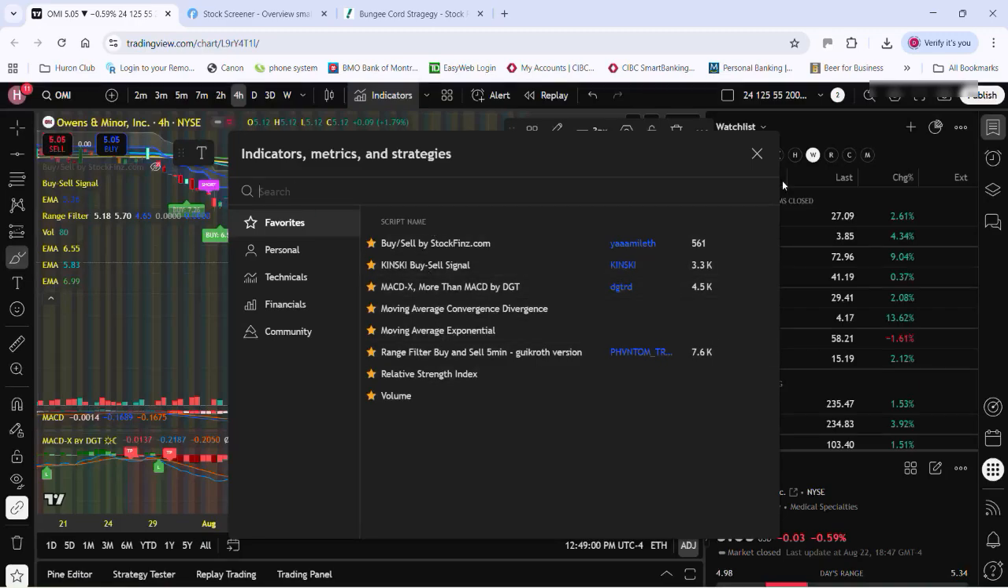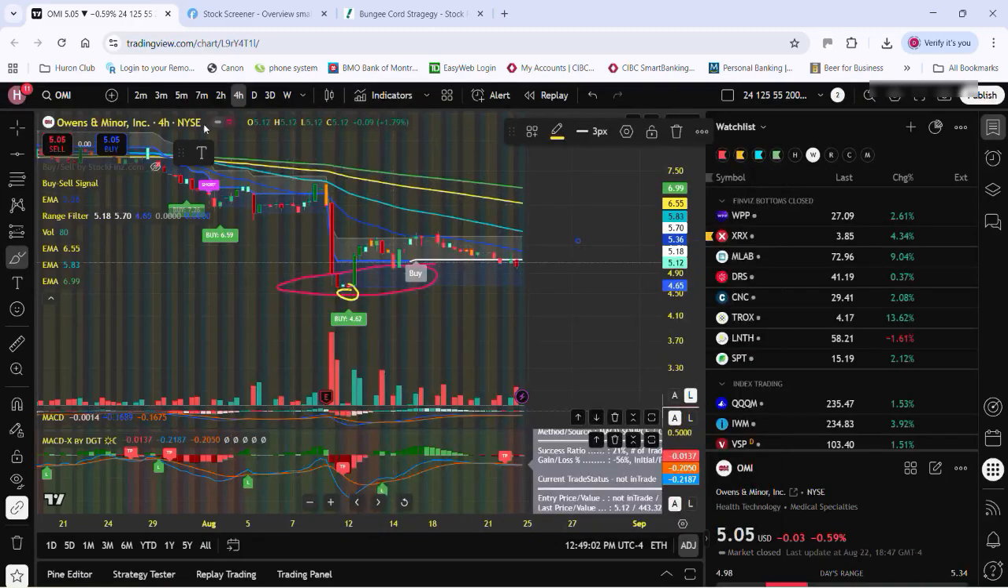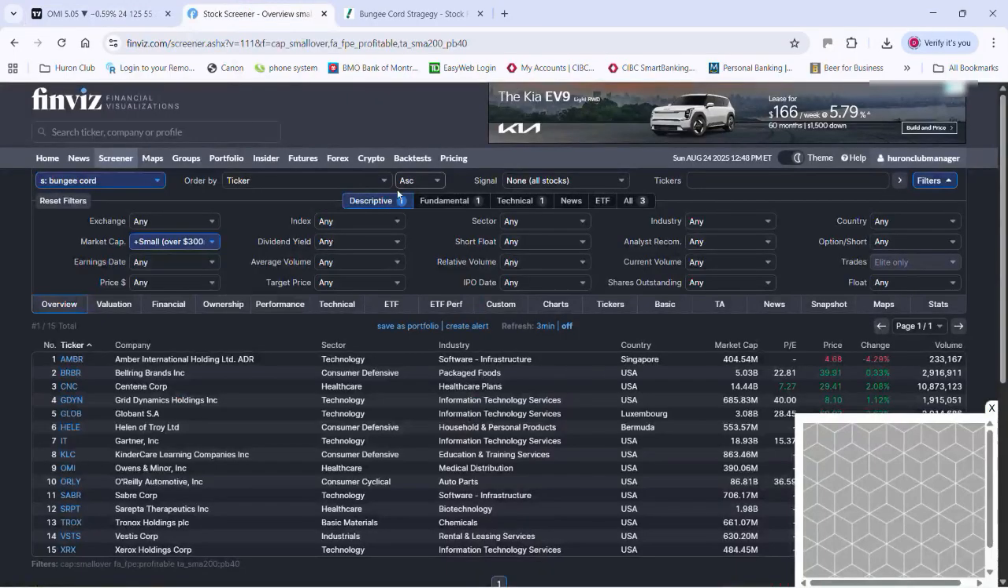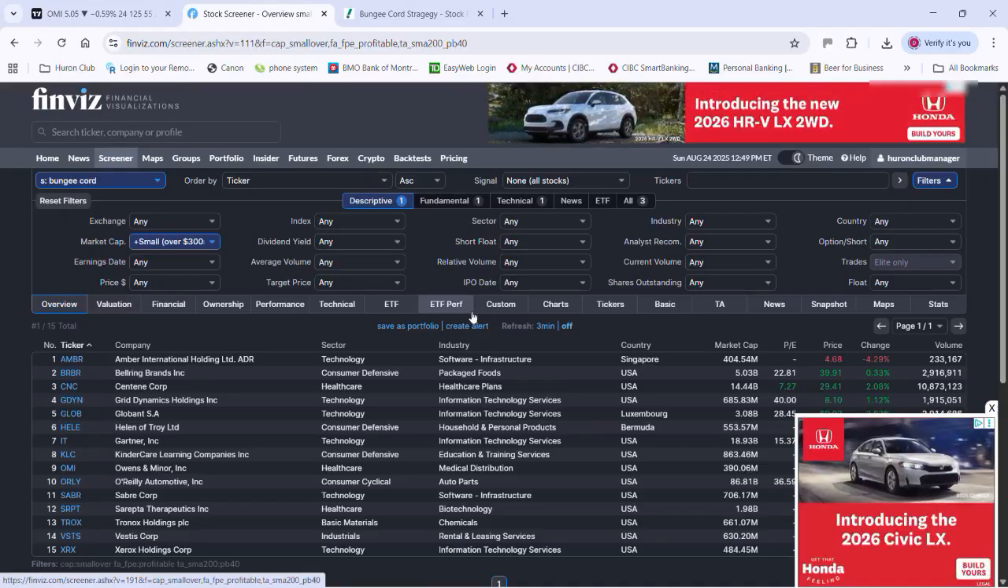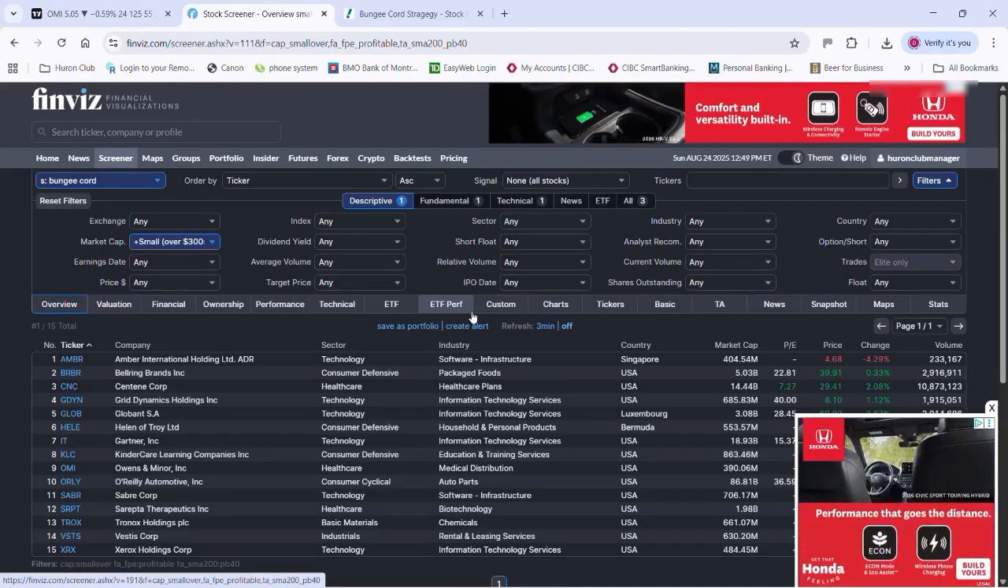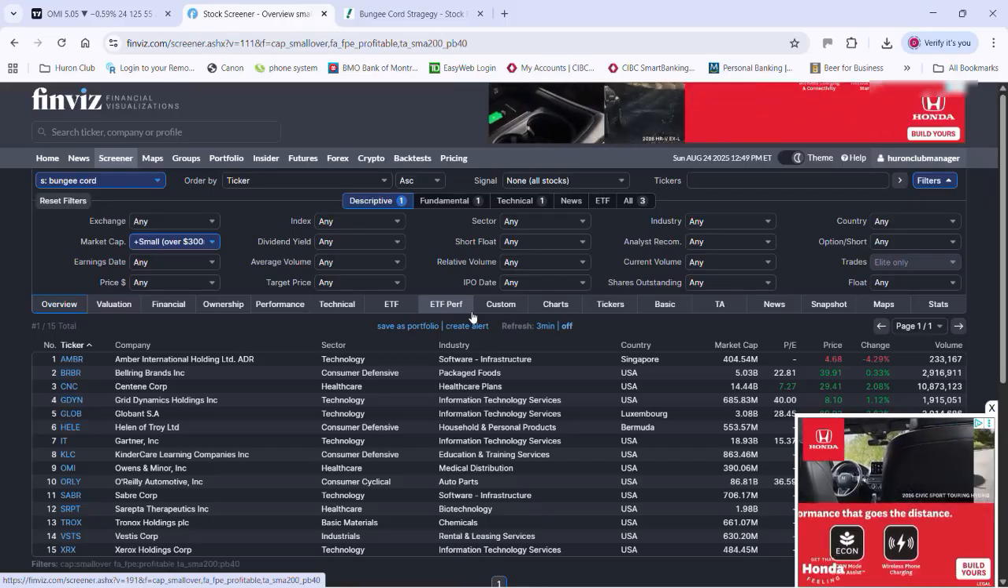You're going to need FinViz, financial visualization. FinViz is a free site as well, with tons and tons of information on it. It's used by almost everybody, so you will need FinViz. It's free. Again, you can pay for a subscription if you like.